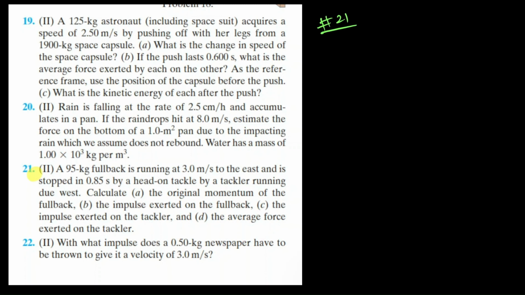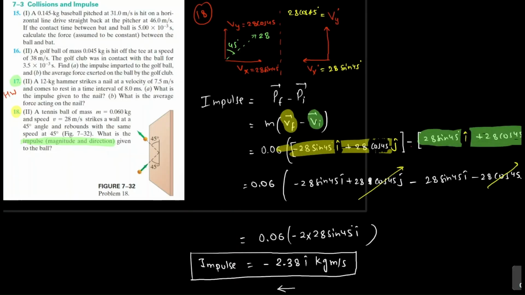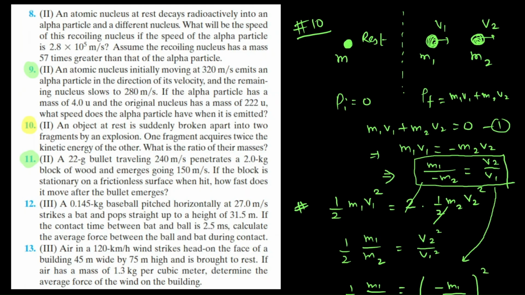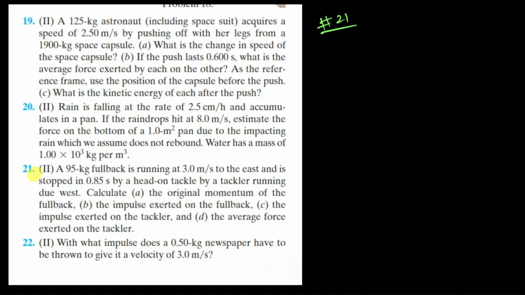PI of the fullback equals 95 times 3, which is 285. Sorry, 285 is part A, the initial momentum. So it's mass times velocity: 285 kilogram meter per second. Part B.